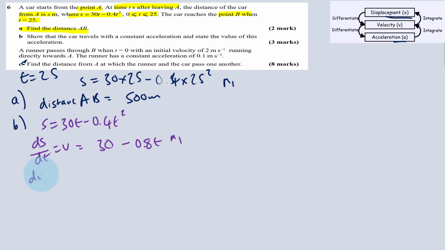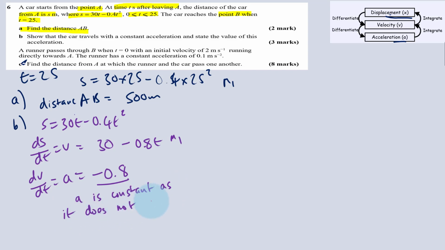Now dv with respect to t is going to give you a, so that's just going to give you minus 0.8. Can you see that's a constant with no t, so you've actually shown that because it's a straight value. So just make a statement: a is constant, as it does not depend on t. That's your answer mark, or accuracy mark, right there.